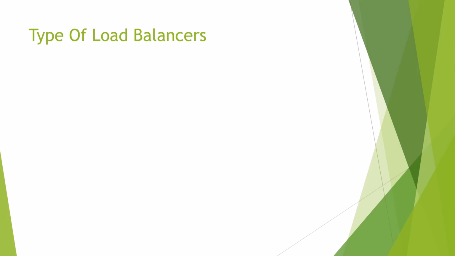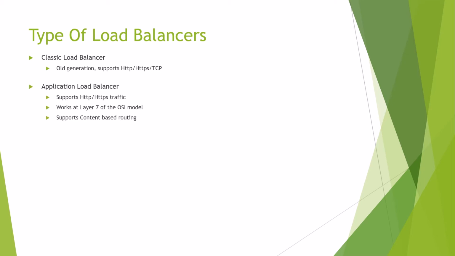So let's quickly take a look at the types of load balancers. We have the classic load balancer. The classic load balancer is an old generation of load balancer which was first introduced by Amazon in around 2009, and it supports HTTP, HTTPS and TCP, but it's more of a legacy thing now. Amazon doesn't recommend using it, and instead you can go to the application load balancer, which is a newer version of the classic load balancer.